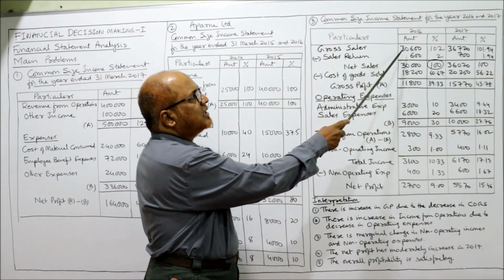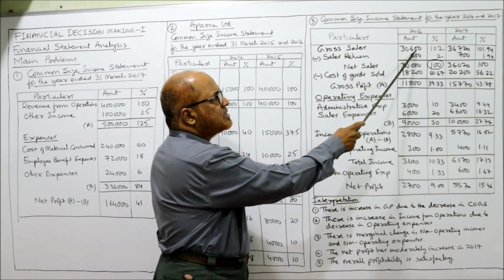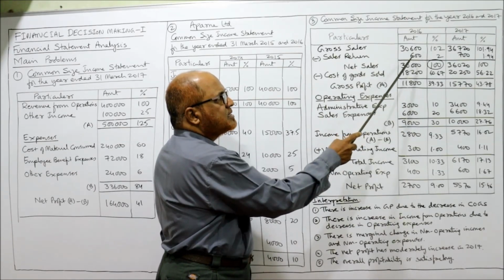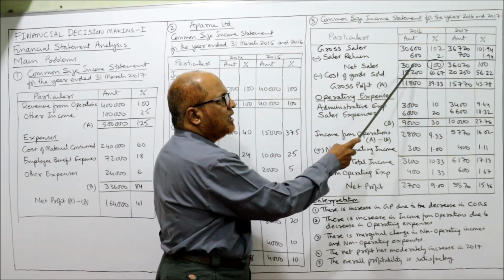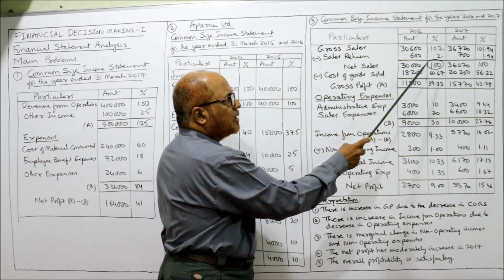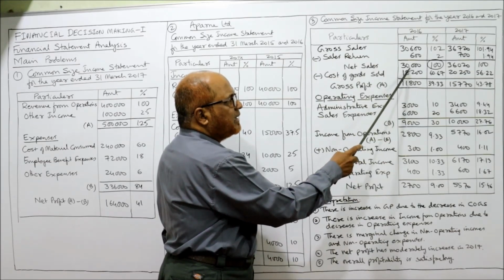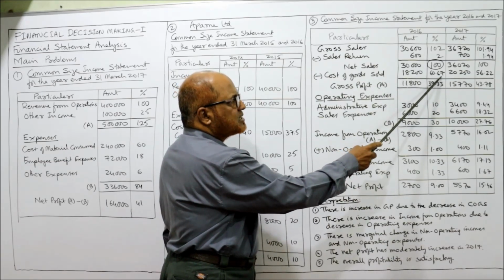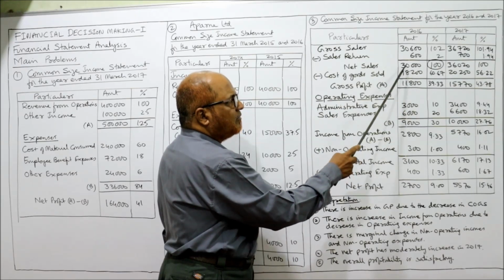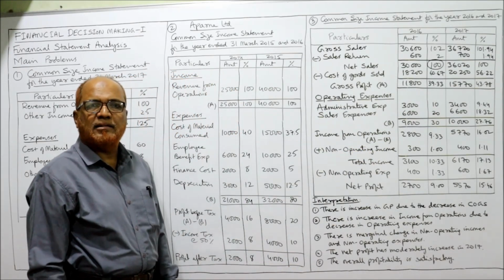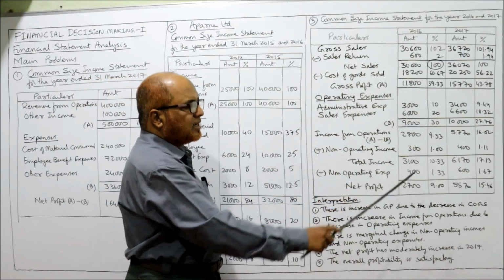What is the value here? 30,600. 30,600 divided by 30,000 into 100, you will get 102. 600 divided by 30,000 into 100, you will get 2. Then this is 100. Then 18,200 divided by 30,000 into 100, 60.67. 11,800 divided by 30,000 into 100, 39.33. Like that you have calculated all percentages.